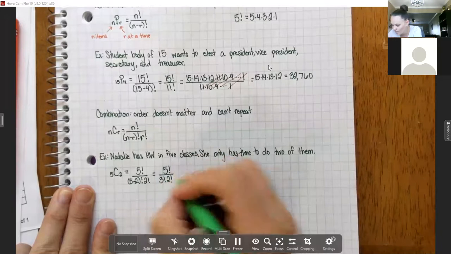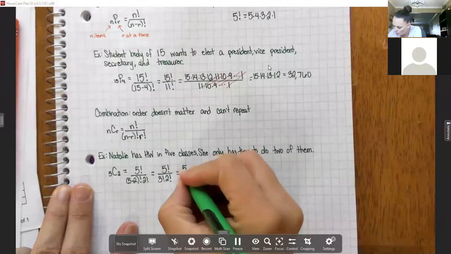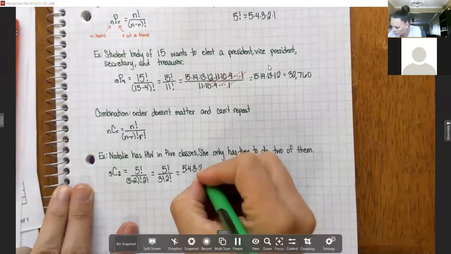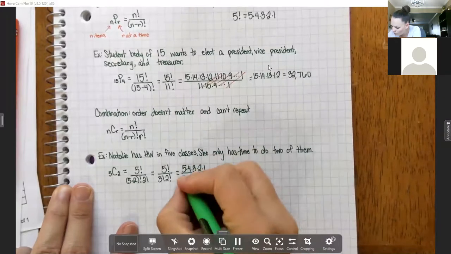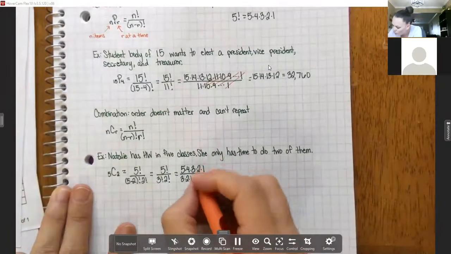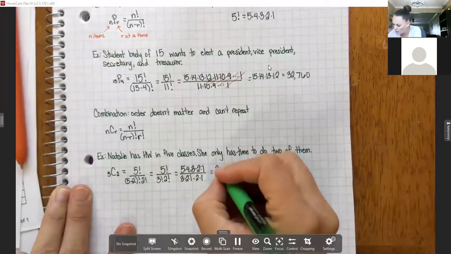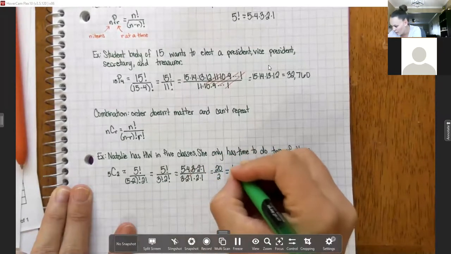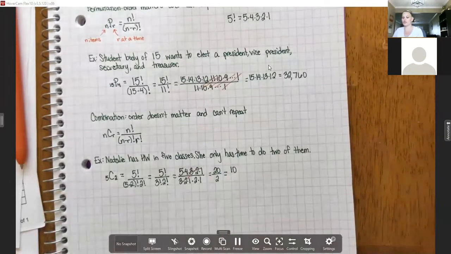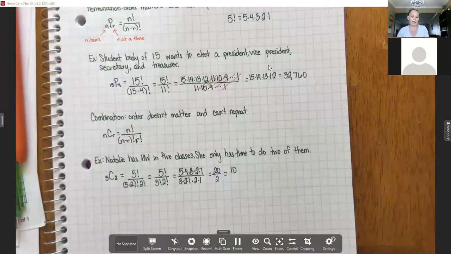That's 5 factorial divided by 3 factorial and 2 factorial. So 5 times 4 times 3 times 2 times 1 over 3 times 2 times 1 times 2 times 1. This 3, 2, 1 and this 3, 2, 1 cross out. 5 times 4 is 20 over 2 is 10. There's 10 different combinations she could choose of 2 assignments. So hopefully that looks a little bit familiar from last year.